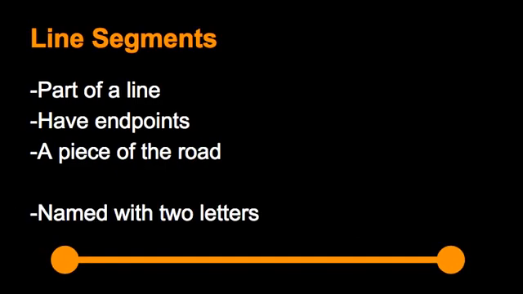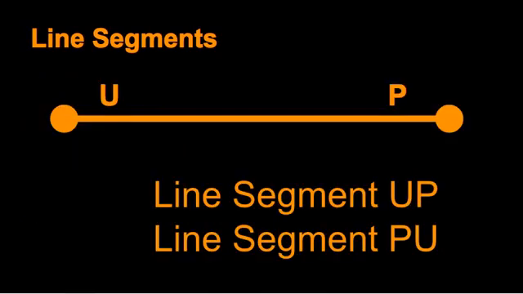We can name line segments with 2 letters. So this line segment, I have named the endpoints. This is endpoint U. This is endpoint P. One way I can name this line segment is by saying line segment UP. I can also name it by saying line segment PU, so I can say it in both directions.